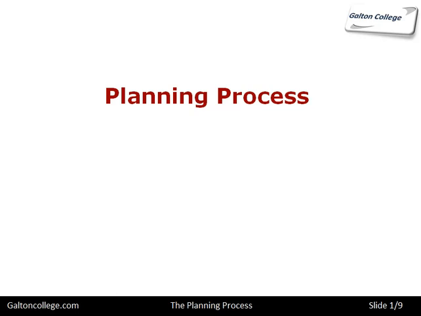This is a short class on the planning process. What we're going to do is identify the main headings in the planning process and show the sequence of these headings, show which comes before the others, and just get a schema to show how the planning process is worked out in practice.